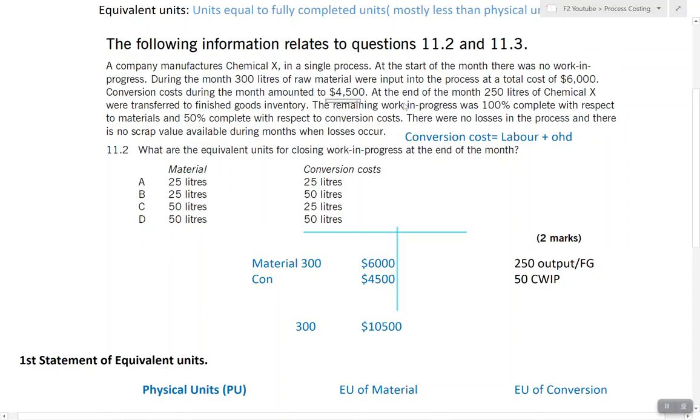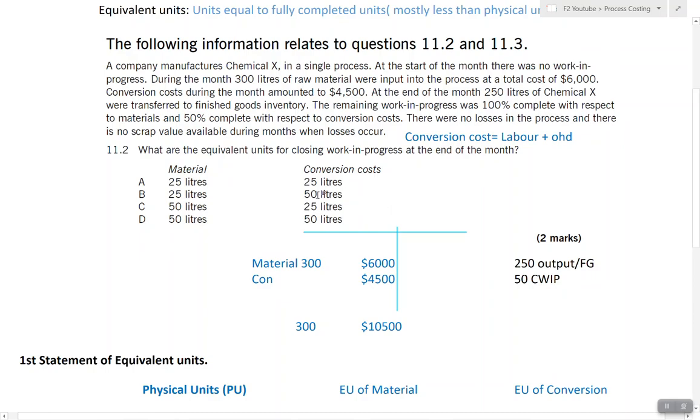Now, the work in progress, they said, is 100% complete with respect to material, 50% complete with respect to conversion cost. What it means is that in respect of material, everything has been purchased. Sometimes all the material that you need for a job, you purchase, and what is remaining is doing work on it. So in this situation, the material is purchased for the work in progress. The only thing remaining is 50% conversion cost, which is labor and overheads.